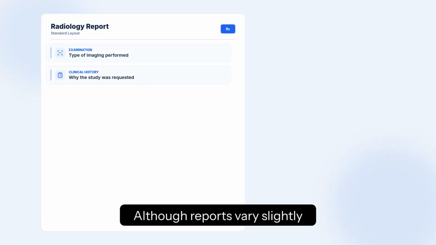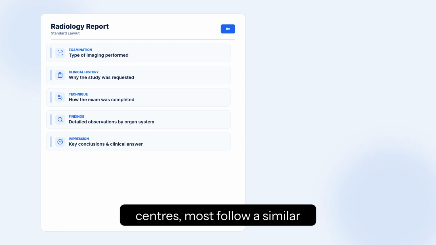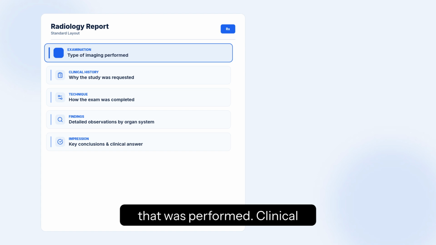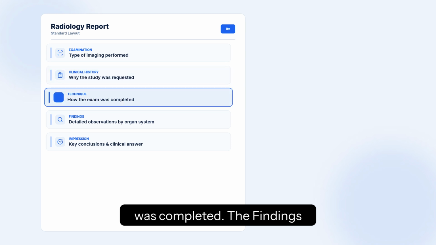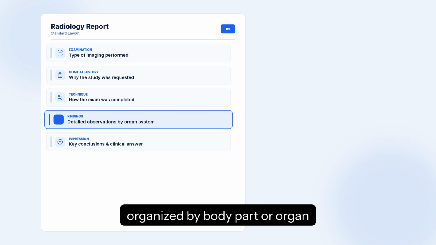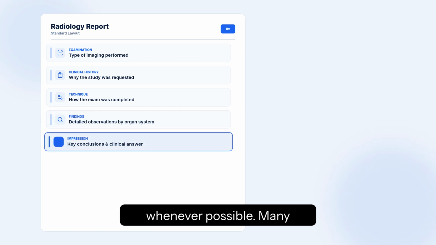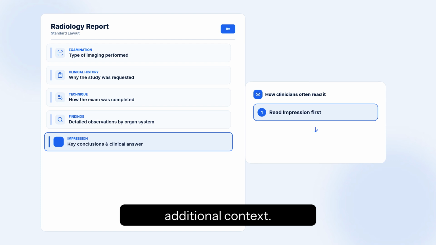Although reports vary slightly between hospitals and imaging centers, most follow a similar format. The examination section identifies the type of imaging that was performed. Clinical history explains why the study was requested. Technique briefly describes how the examination was completed. The findings section contains the radiologist's detailed observations, often organized by body part or organ system. Finally, the impression summarizes the key conclusions and answers the clinical question whenever possible. Many healthcare providers begin by reading the impression, then review the detailed findings for additional context.